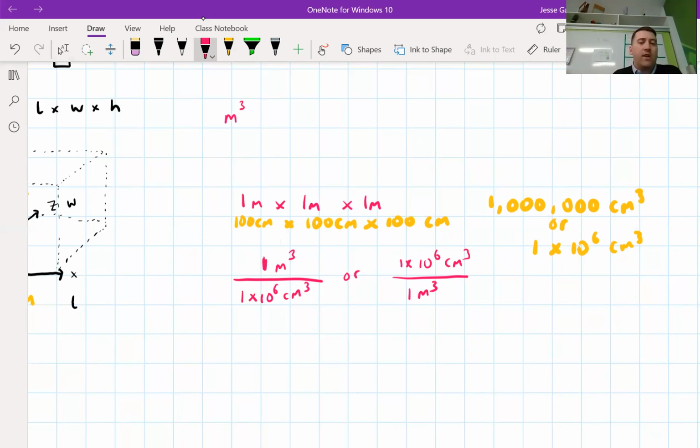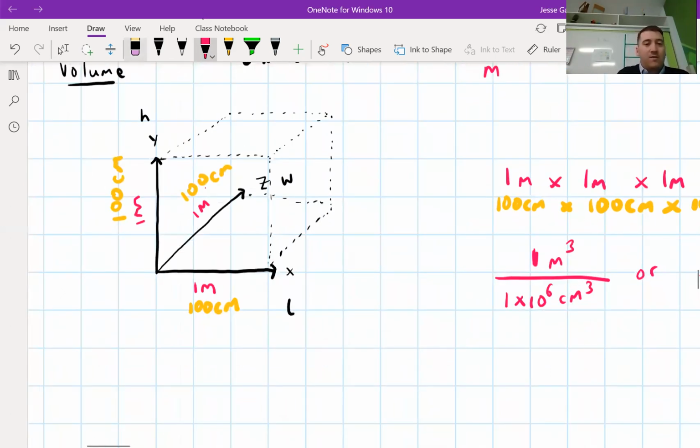I want to show you another thing as well. Sometimes when we measure volume, people talk about liters. Liters is a measure usually used when we're talking about liquid volumes. Now, liter is a nickname for a different amount. Instead of meter cubed, I'm going to change this over here.